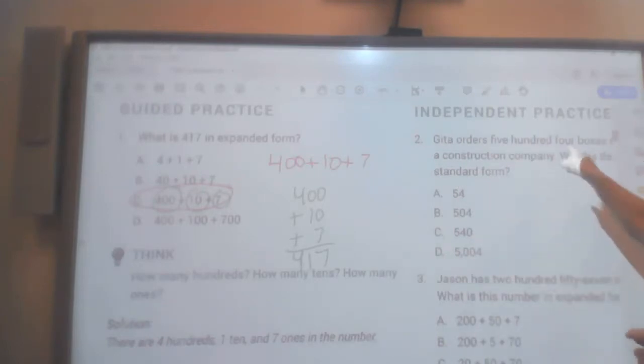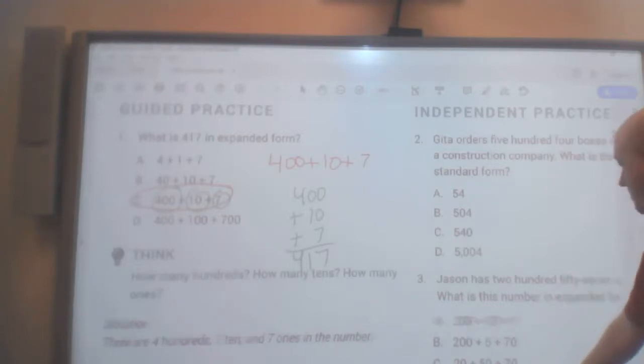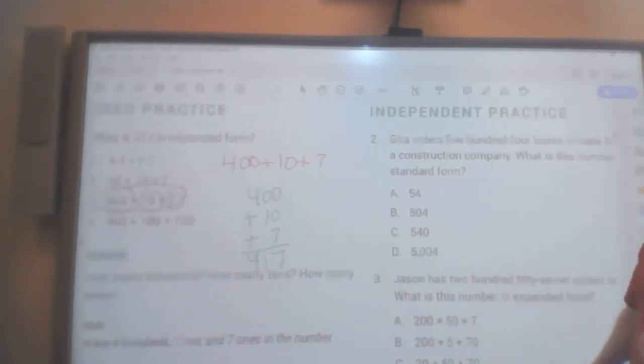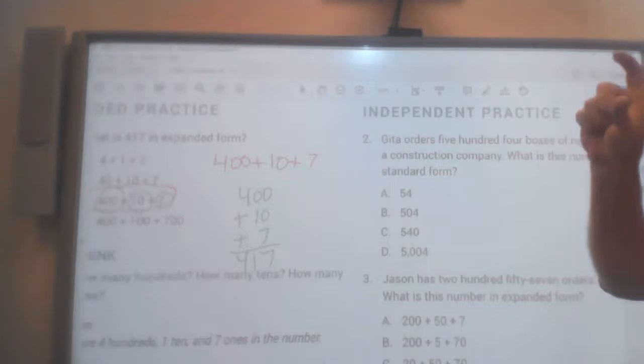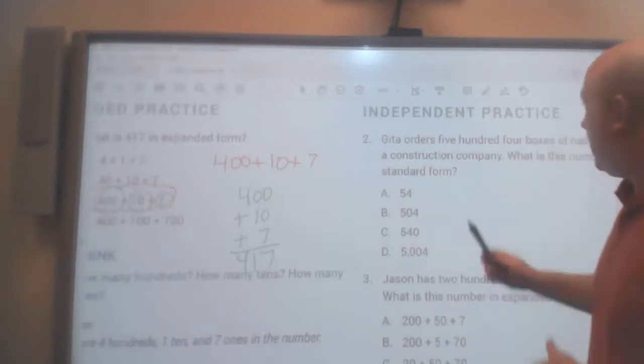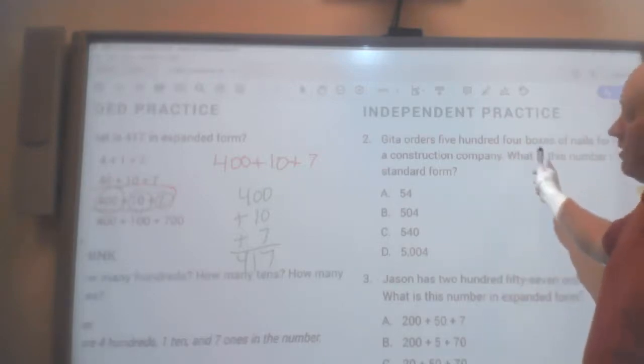Now let's look at number 2. Gita orders 504 boxes of nails for a construction company. What is this number in standard form? Remember, standard form is just the number it is. Okay, so I have 504.